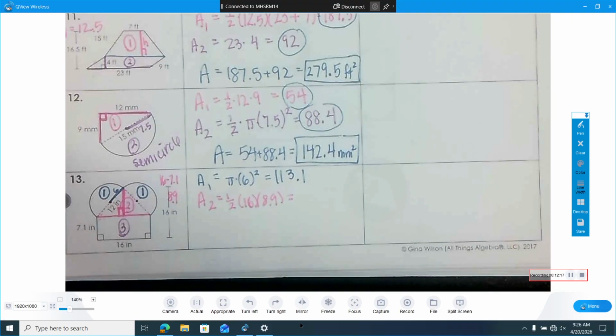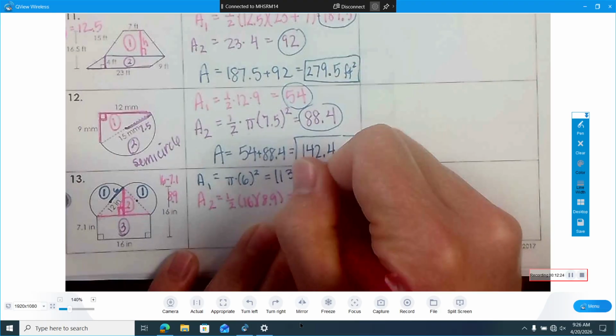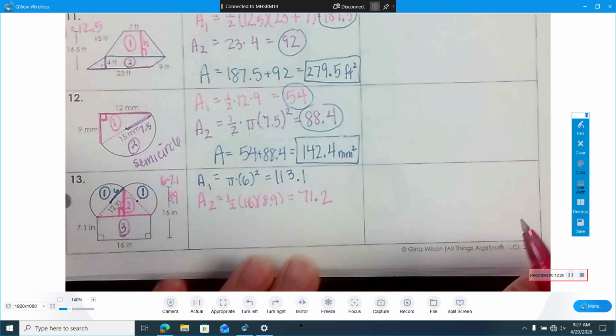Does that make sense to you? Yeah? Okay. All right, so 1/2 times 16 times 8.9 is 71.2. Very good.